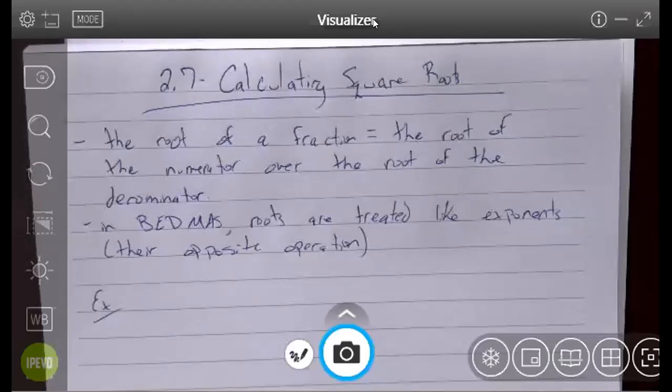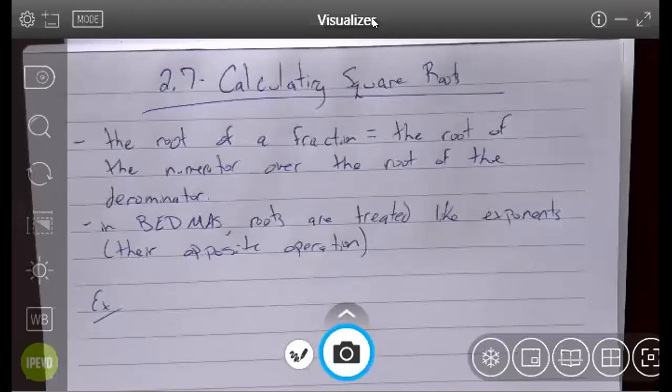Now, normally, if you just had a square root like the square root of 9, you could just plug it into your calculator and get the answer. And even if it wasn't a perfect square, you could still just plug it into your calculator and you would get a decimal. But if the root is a fraction, you want to keep it in fraction form. And so the way that we do this is we convert the root of a fraction into the root of the numerator over the root of the denominator, and then solve the top and bottom separately.